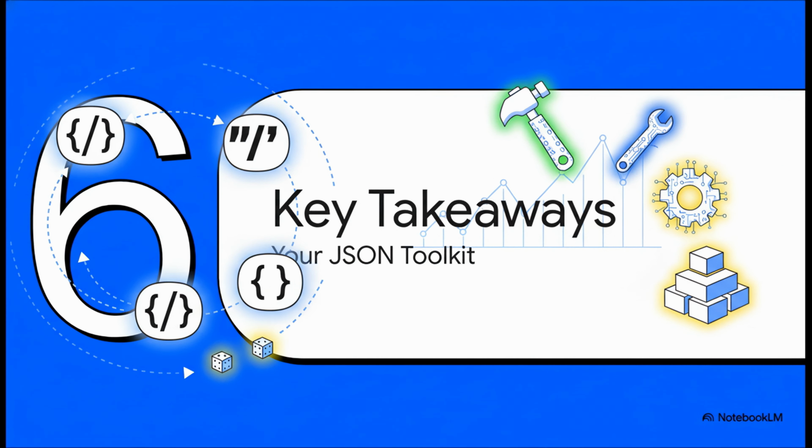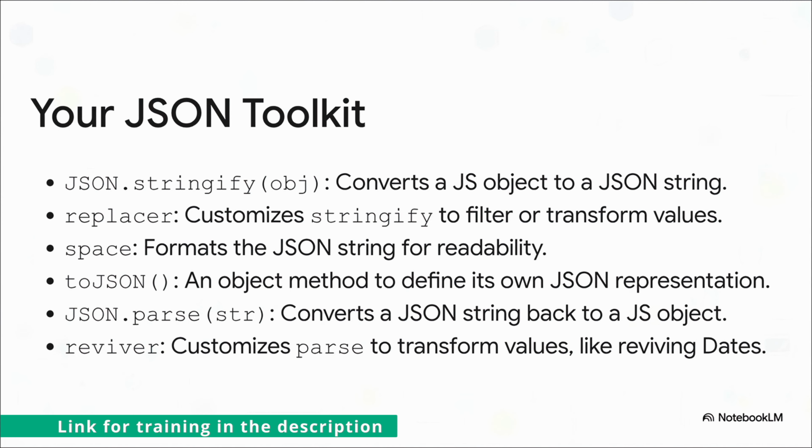All right, we did it. We've gone the full round trip from object to string and all the way back again. And we even handled the tricky bits like circular references and dates. So let's do a quick recap of the awesome JSON toolkit you have at your fingertips now. Okay, so here's your cheat sheet. You've got JSON.stringify to turn your objects into strings.